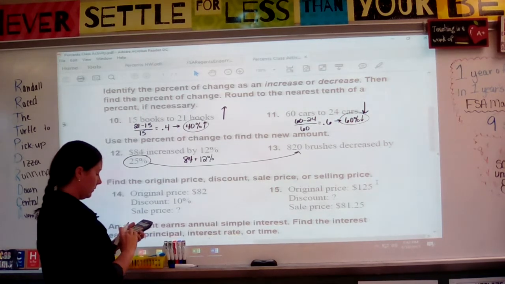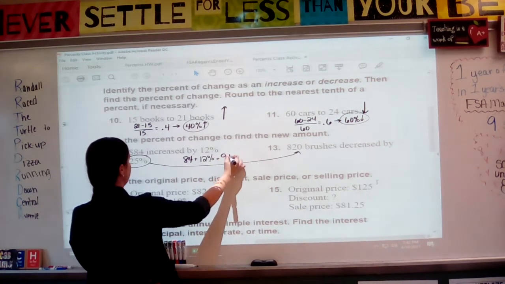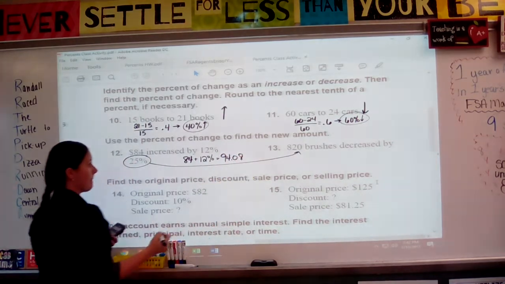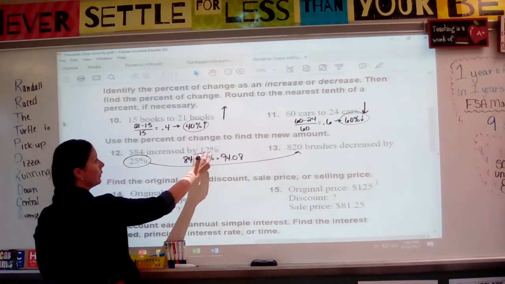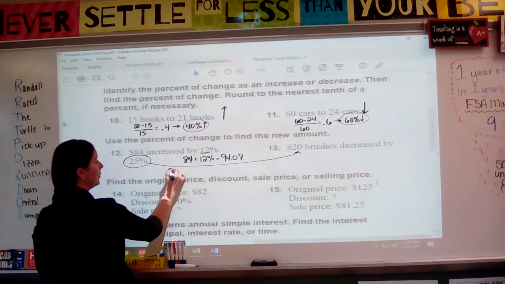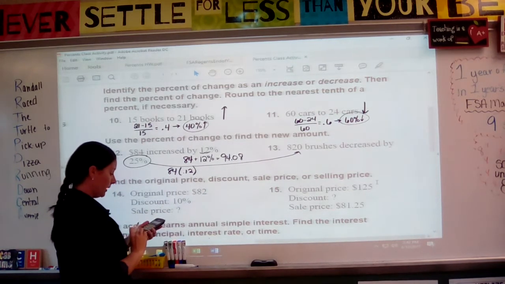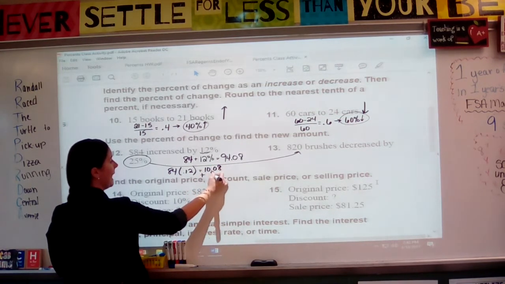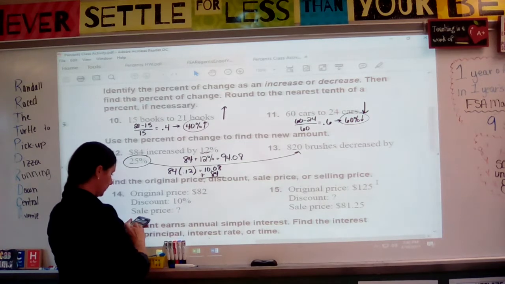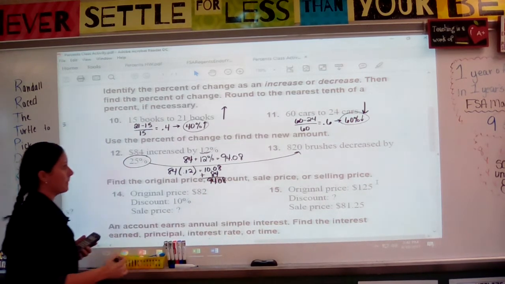Plus 12% is 94.08. If you're not using one of these class calculators, you would need to convert our percent to a decimal and multiply 84 times 0.12 to get 10.08, and then add the 84 back to give you 94.08. Okay?